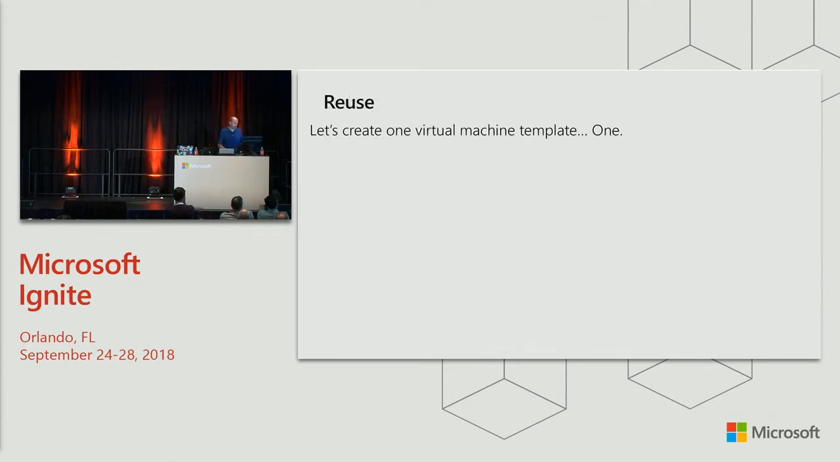So from there, we'll go to the reuse. So that was reduce. The reuse is going to be, I'll show you in the demo, that I'm going to create one virtual machine template. I'm just going to create one, and I'm going to use that for all of my virtual machine deployments. And I'll show you a technique you can use to do that, so that you don't have to have all these different virtual machine templates, and then when you need to update them, you have to go figure out how am I going to update them.